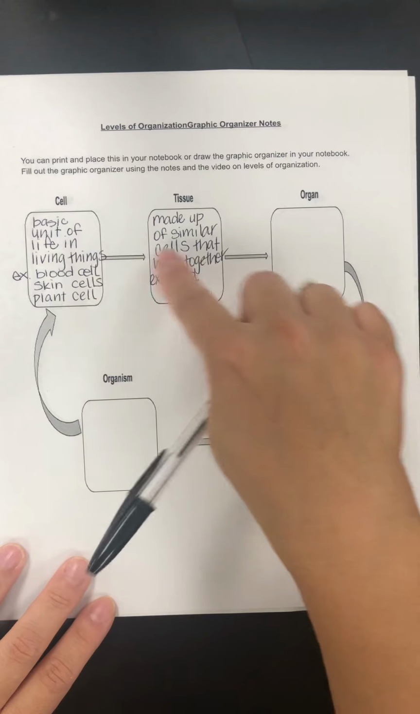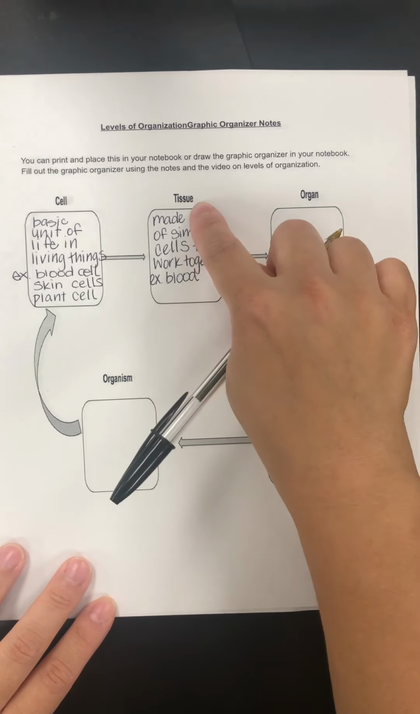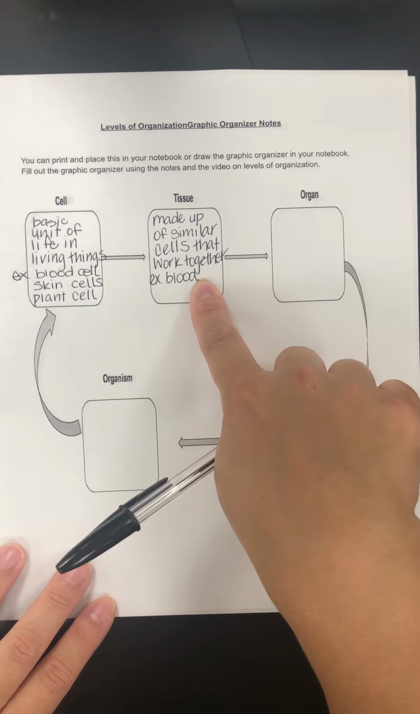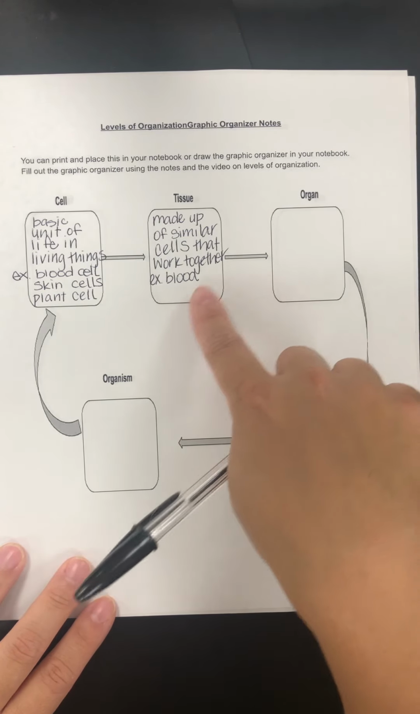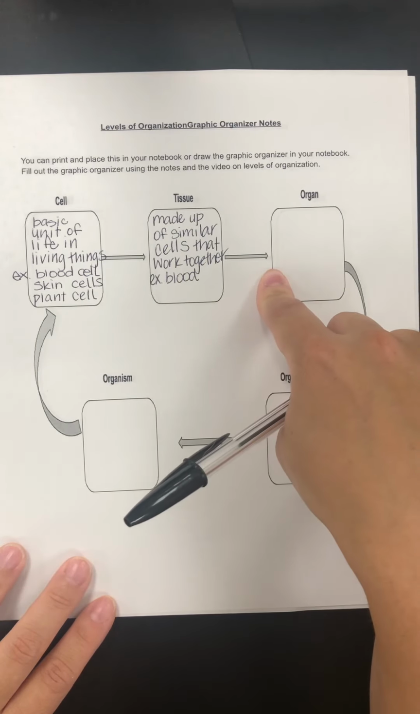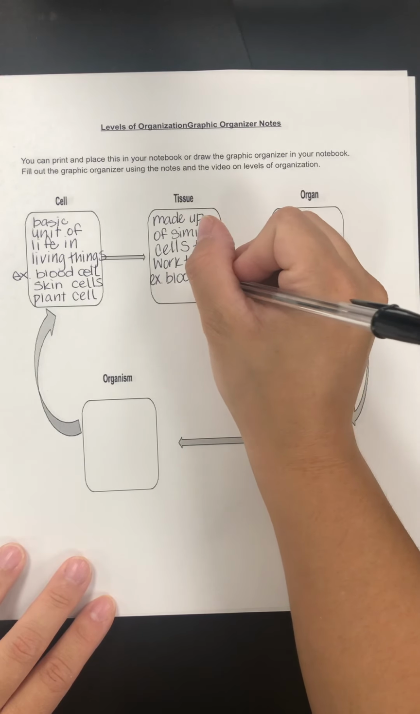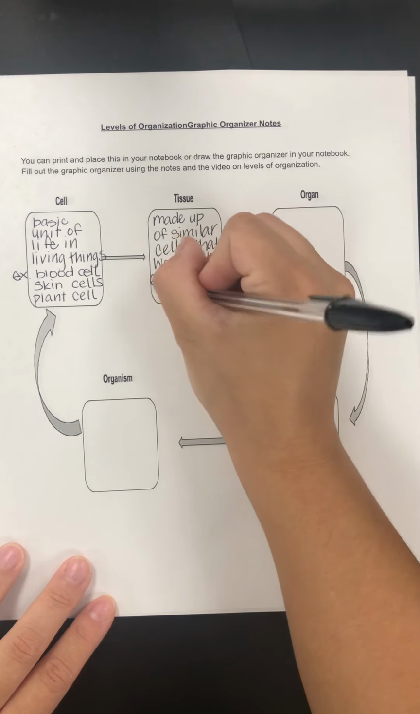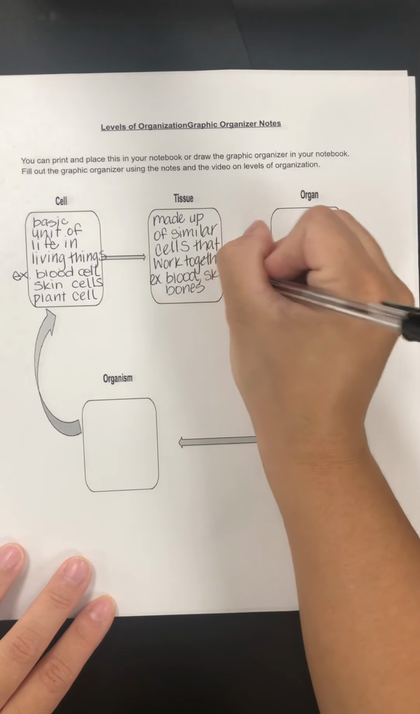So you can't have blood cells and skin cells combined together to make blood. That's not a tissue. It has to be made up of similar cells. So blood is a tissue that is made up of blood cells, just like your skin is a tissue that is made of skin cells. Your bones are made of tissue, which are made of bone cells.